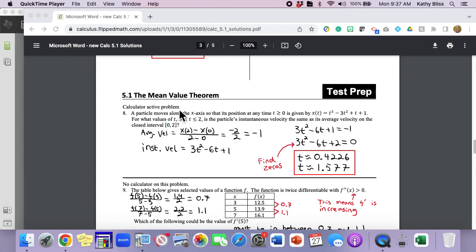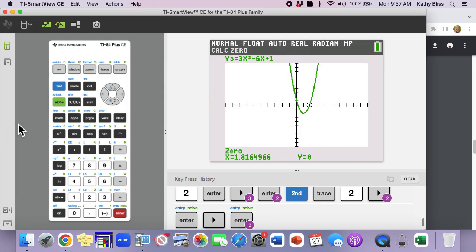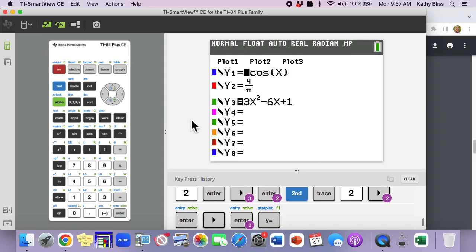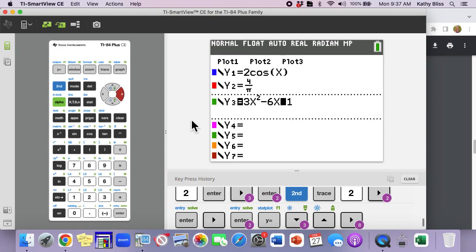Looking at 5.1, the calculator skills that are in 5.1. The first thing is graphing this equation. So we're going to go to our graphing calculator, and we've got y equals 3x squared minus 6x. I put plus 1. It should be plus 2. So I just have that in the calculator.